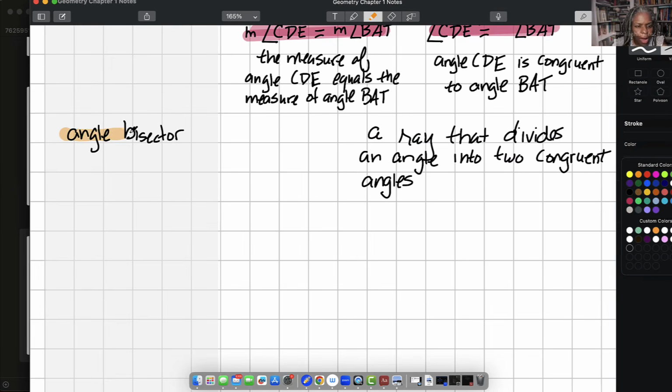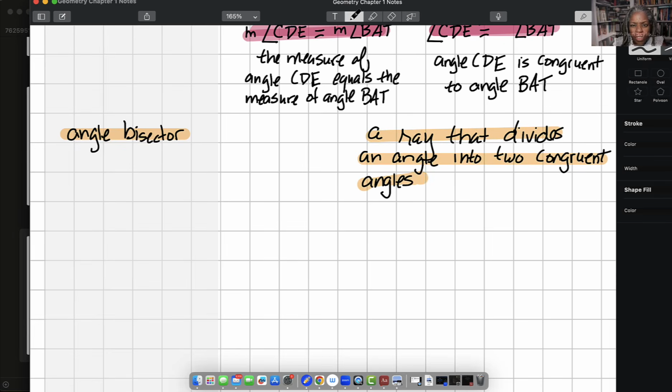Before we get to our postulates, let's talk about this angle bisector. An angle bisector is going to be a ray, and it's going to divide an angle into two congruent angles. So let's go ahead and demonstrate that. Let's say we have this angle here. We start off with this angle. We could even name this angle CAT.